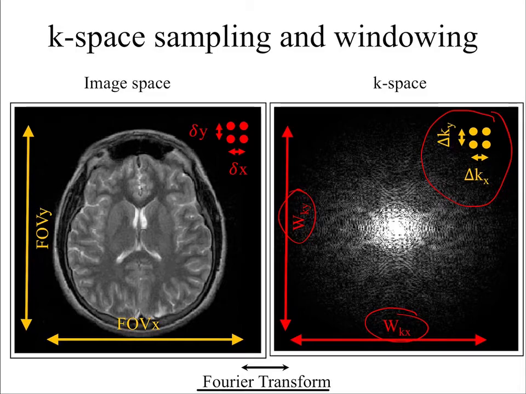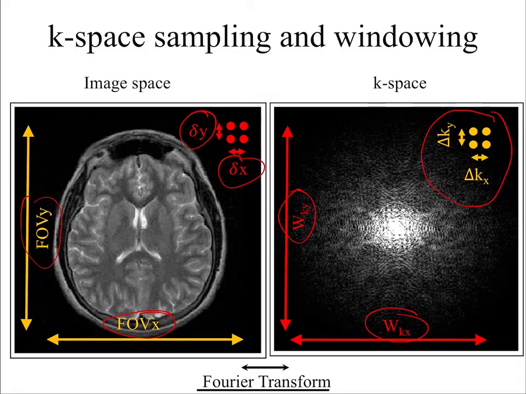So to determine delta kx and delta ky, those are determined by FOV of x and FOV of y. It's important to remember if you're trying to figure out the delta k's, then you need to look at the FOV. If you're trying to figure out the WKs, then you're looking at the resolution. So the resolution is how finely do you want to sample in image space. That's like delta x, delta y.